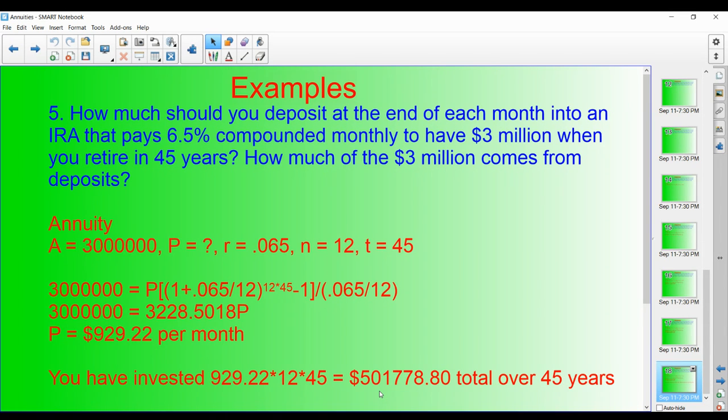We need to understand, is the question asking for the final value, how much the payment is, the interest earned, or how much I've put in total? And that's how you solve annuity problems.